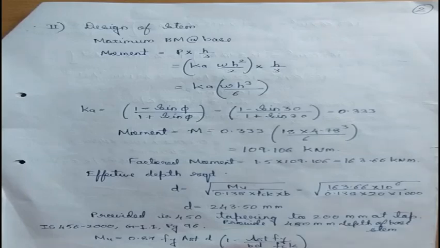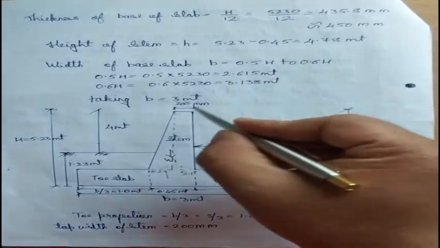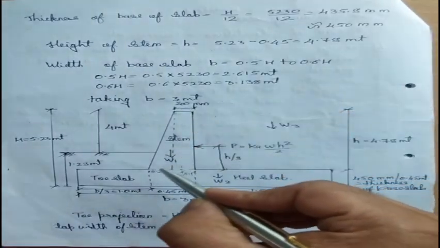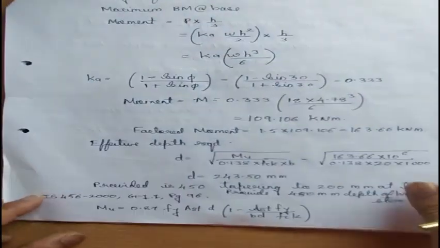Welcome students. In the previous video we have seen the design of the stem and we have arrived at the dimension d equal to 243.5. We provided 450 and a tapering stem, that is, a taper of 200 mm at the top and 450 mm at the bottom portion. Now let us provide the reinforcement there.